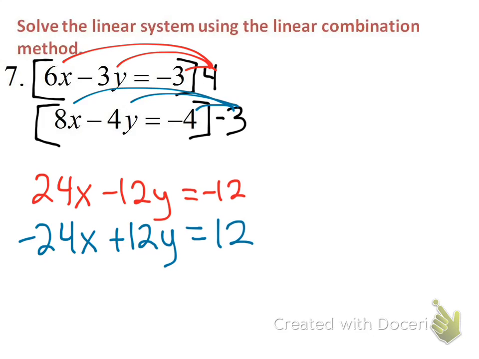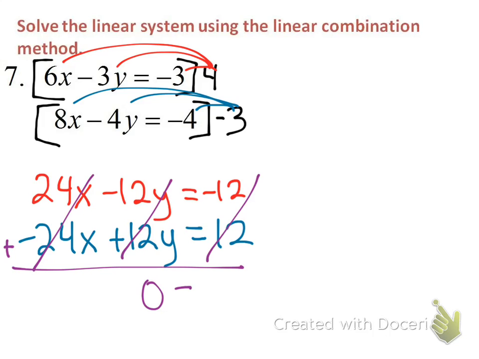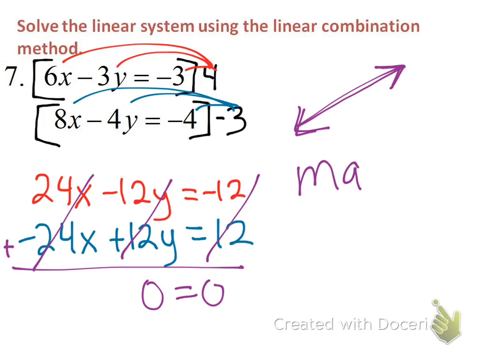Uh-oh. What's happening here? Yeah, everything is gone. I get 0 equals 0. Does 0 equal 0? Yes, so if we were graphing these, it would actually be two lines right on top of each other. So this is many solutions.